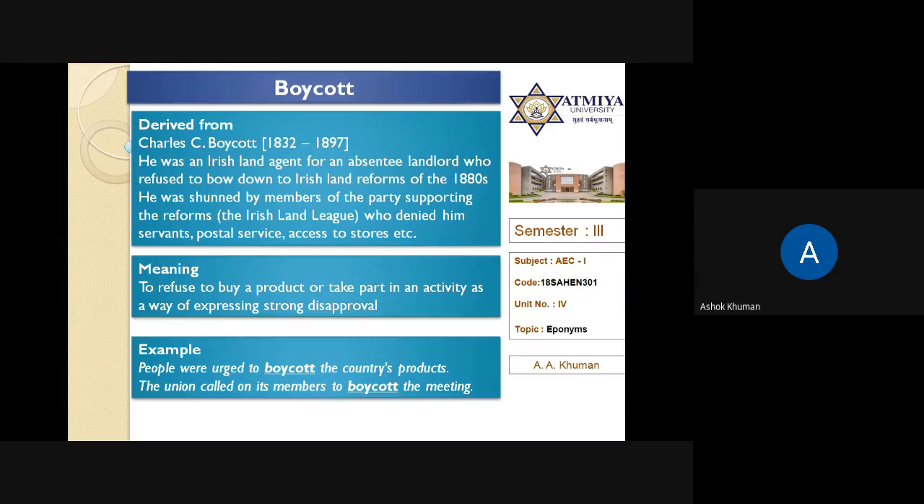Then we saw the word boycott. You can relate this word to, for example, France. You know what is happening in France. People of a certain community are boycotting French products. In India, we boycott Chinese products. It means to refuse to buy, refuse to take part in any activity in order to show your disapproval.